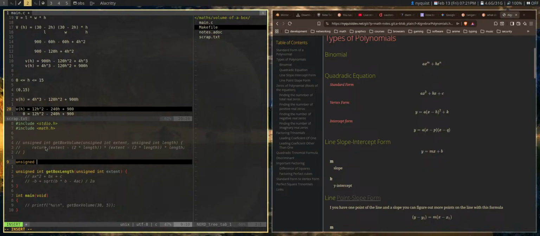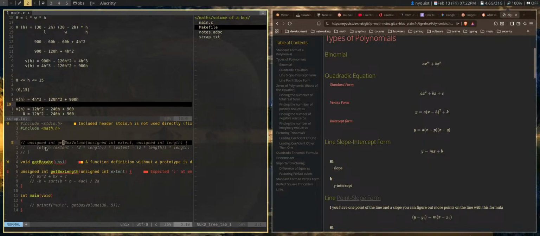Unsigned. Let's not have it. Let's have it do this. Get box ABC. Right? This is my idea. I don't know if it's going to work. I hate writing unsigned int. I really do. I'm going to do this.